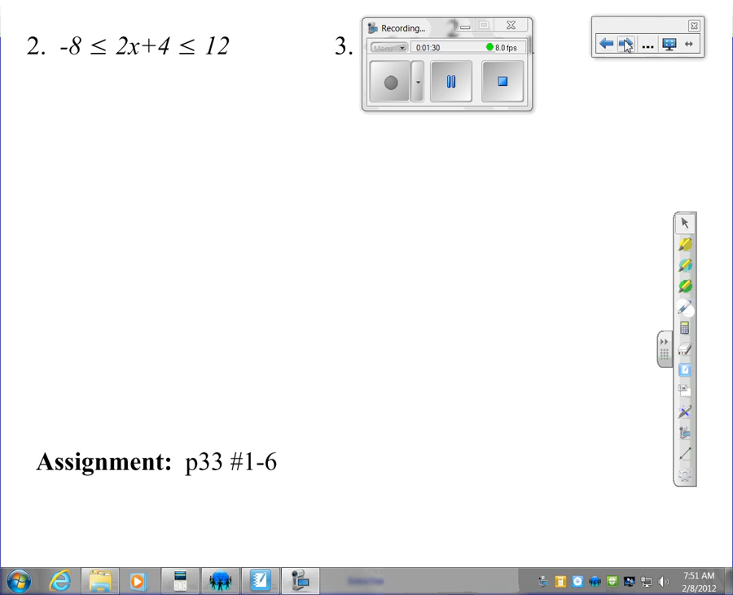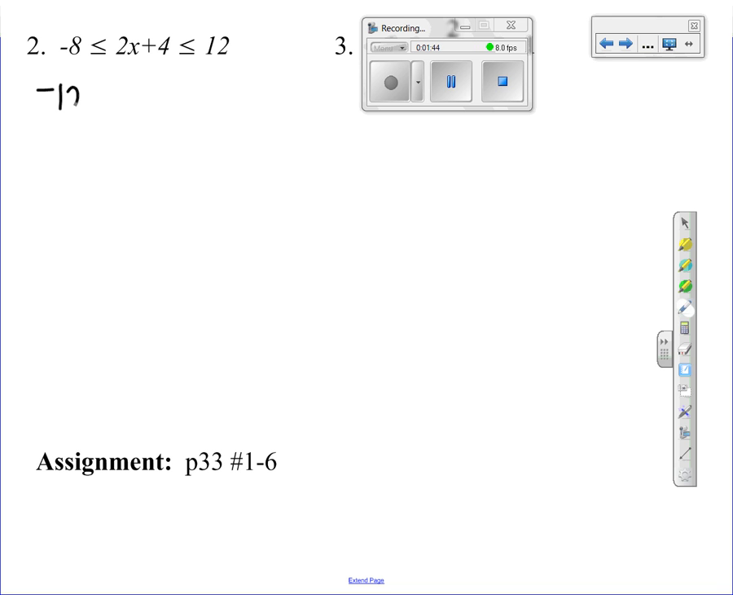What happens when we have an inequality with 3 terms? What can we do there? Well, same rule applies: whatever we do to one side of it, we must do to the other. So we're going to subtract 4 from all 3 sides. So let's go ahead and subtract 4. Subtract 4 from 8. Subtract 4 from 12. Is it still possible that a number could be less than 8 and greater than minus 12? Yeah, that makes sense.